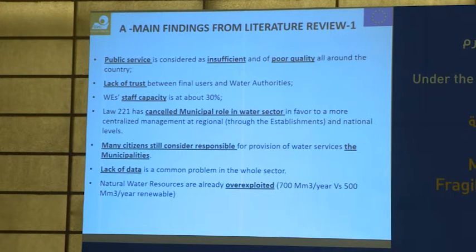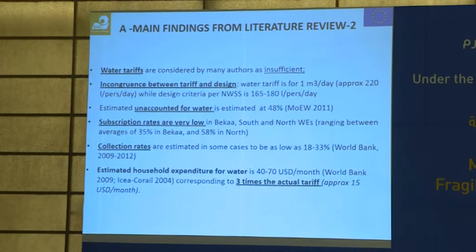There is a general lack of data in every sector, from production, distribution, to water resources, in Lebanon. But we already know, even with this lack of data, that the natural water resources are already overexploited. It is estimated that every year, more or less 700 million cubic meters are used against the 500 that are considered renewable.